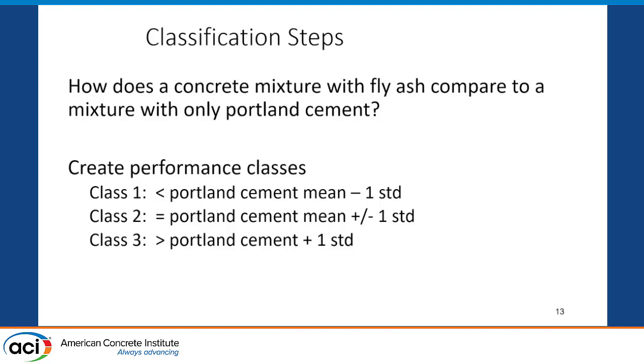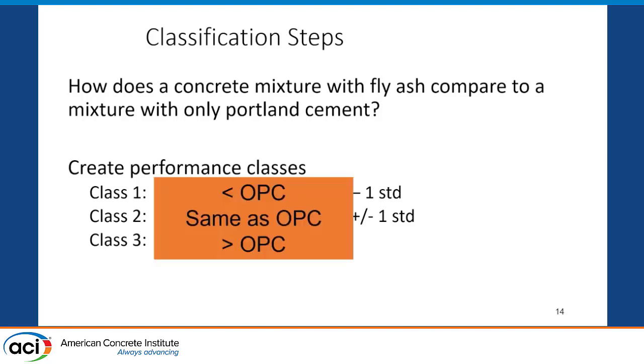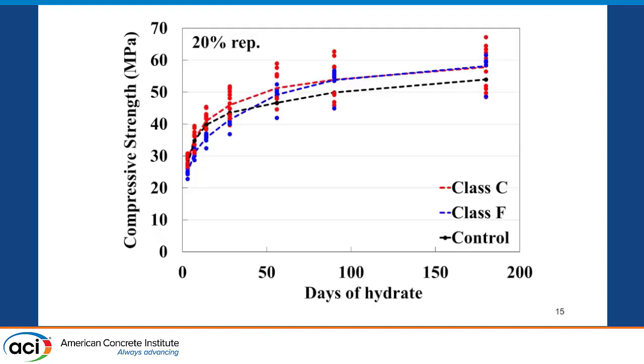Class 1 would be less than Portland cement by 1 standard deviation. Class 2 would be the same as Portland cement, plus or minus 1 standard deviation. And Class 3 would be better than Portland cement by 1 standard deviation. If you don't understand what I'm saying, it's less than Portland cement, the same as Portland cement, or better than Portland cement. And let's look at some data here.